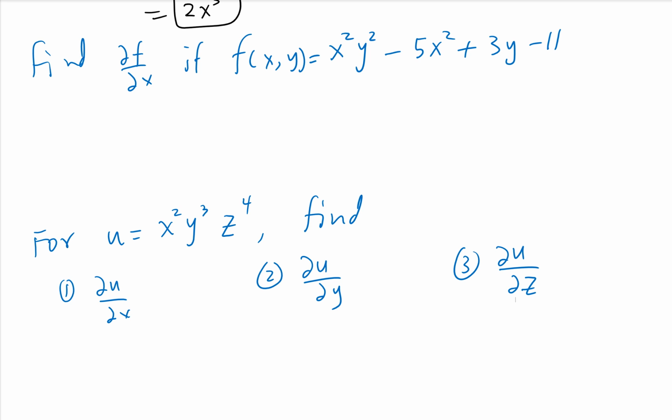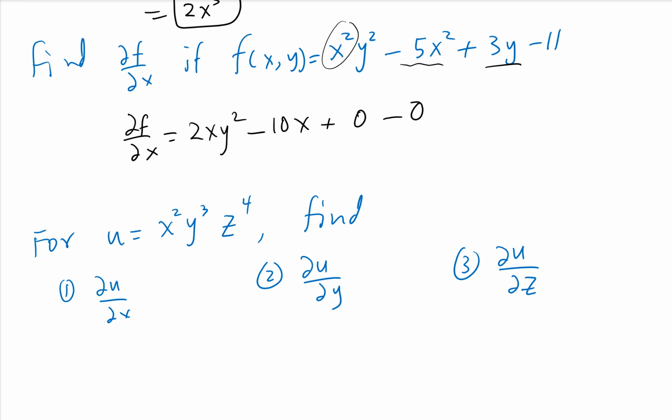Let's go over the first one, the partial f, partial x. Remember, the y's and numbers are constant. So what's the derivative of this? It is 2x, and just put y squared. Derivative of this is 10x. Derivative of this is 0 minus 0. So the answer is 2xy squared minus 10x.